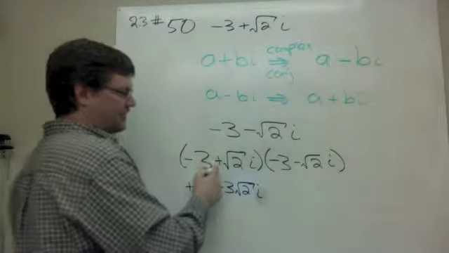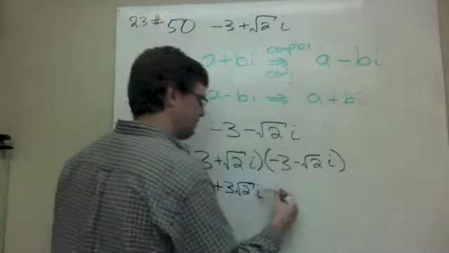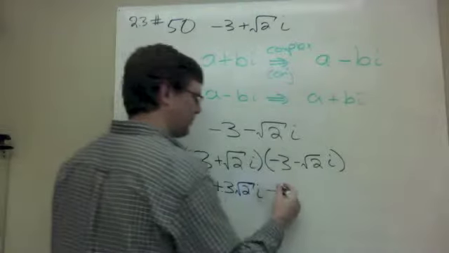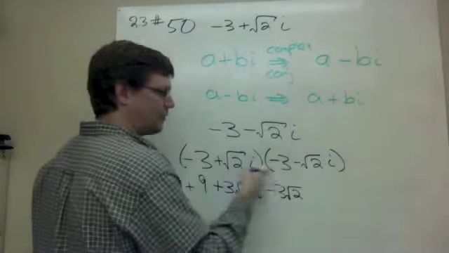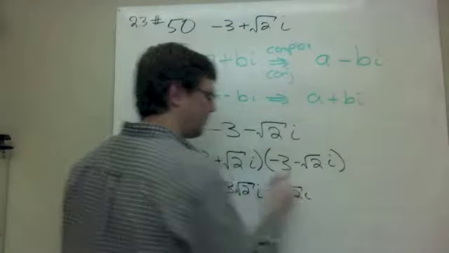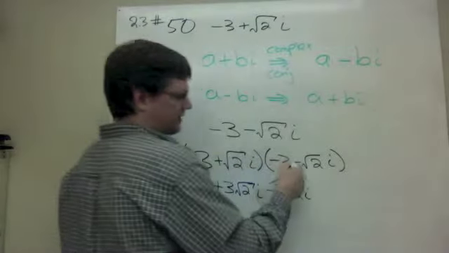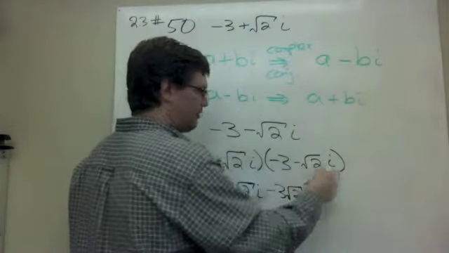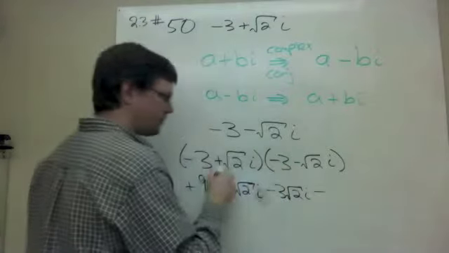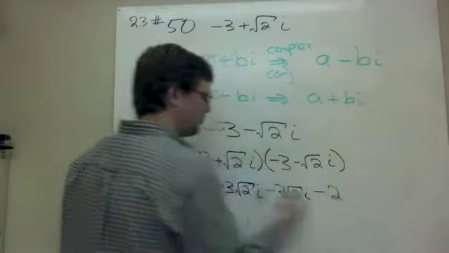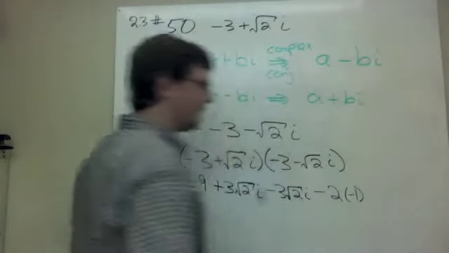Right? Plus square root of 2i times a minus 3. Plus and a minus is a minus. 3 times the square root of 2, and the i, well, there's only the one of them, so it follows along. Square root of 2i times minus square root of 2i. Positive times a negative is a negative. Square root of 2 times the square root of 2 is 2. i times i is negative 1.